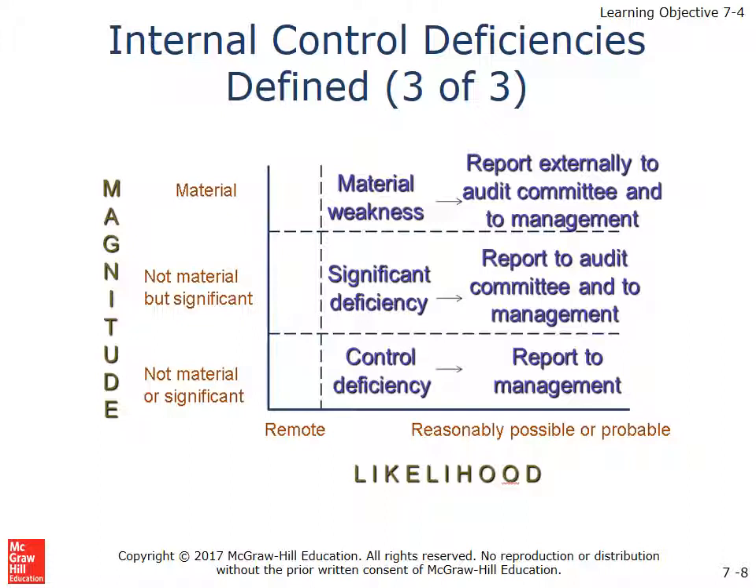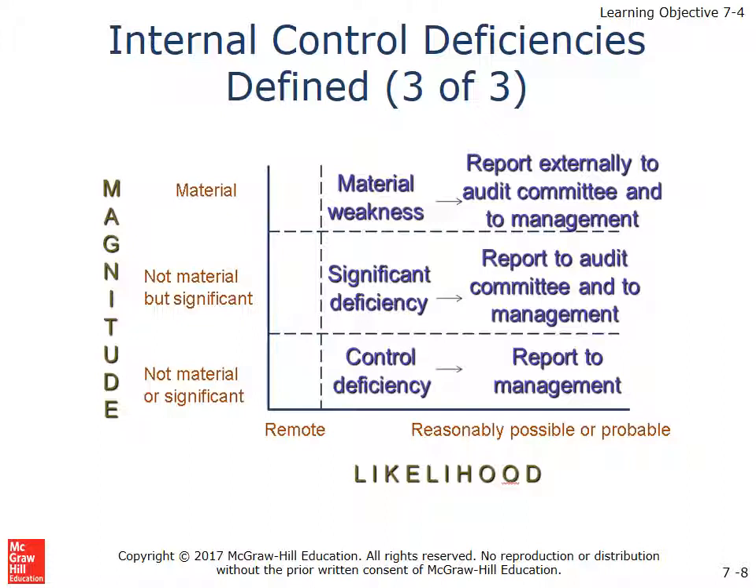So if it's remote, we kind of ignore it. If it's anything other than remote, you can see remote is in that dotted box area. So if you went straight up from the box, there's nothing in those. But on the right side, where it's reasonably possible or probable, now this is when we have to worry about the likelihood of the control deficiency. If it's not material or significant, we report it to management and have it corrected.